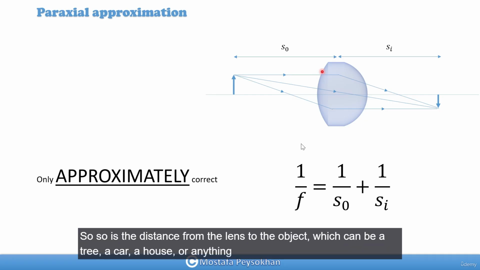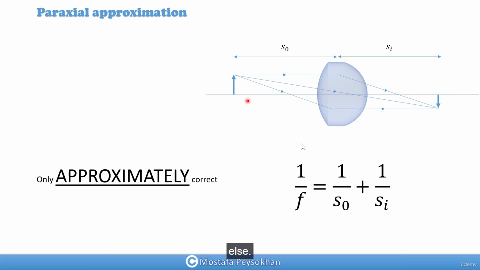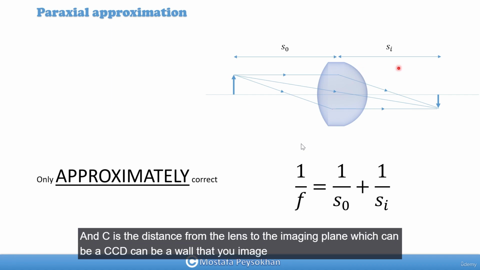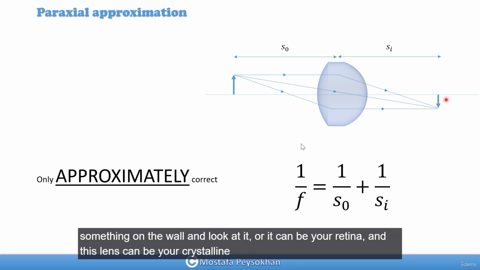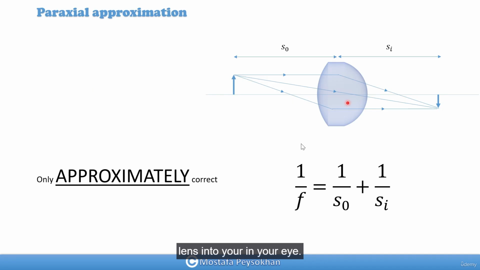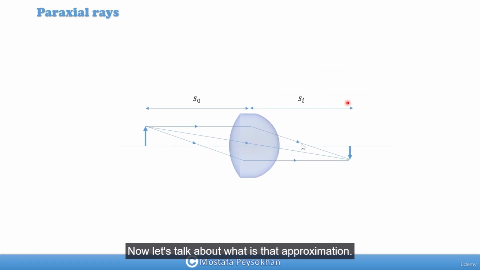So SO is the distance from the lens to the object, which can be a tree, a car, a house, or anything else. And SI is the distance from the lens to the imaging plane, which can be a CCD, a wall that you image something on and look at it, or your retina. And this lens can be the crystalline lens in your eye. So this equation is only correct approximately. Now let's talk about what that approximation is.